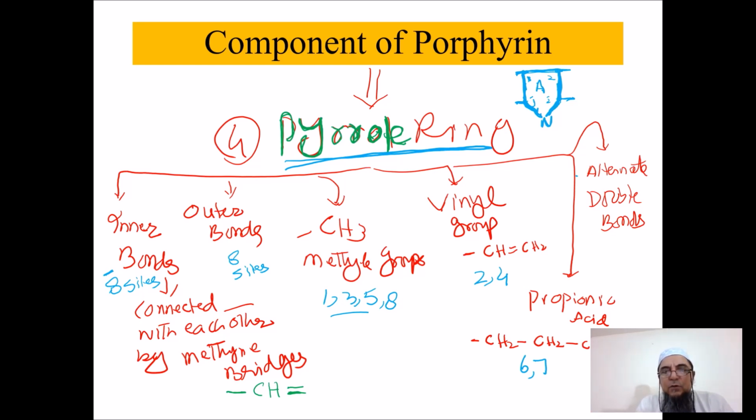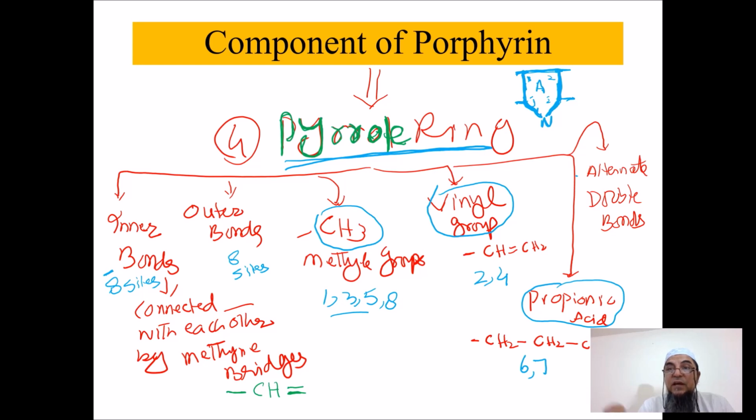Now some other points. We have 3 other groups attached to these 4 rings. Number 1 is a methyl group. Number 2 is a vinyl group. And number 3 is a propionic acid group. Methyl group is CH3. It is attached to position 1, position 3, position 5 and position 8. So 1, 3, 5, 8.